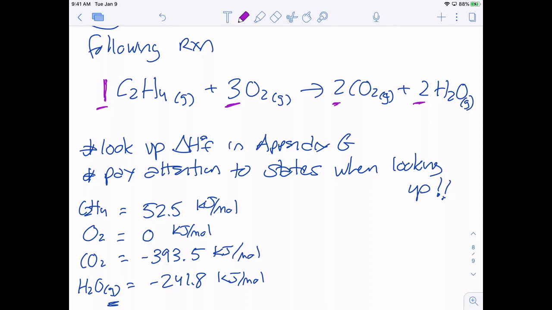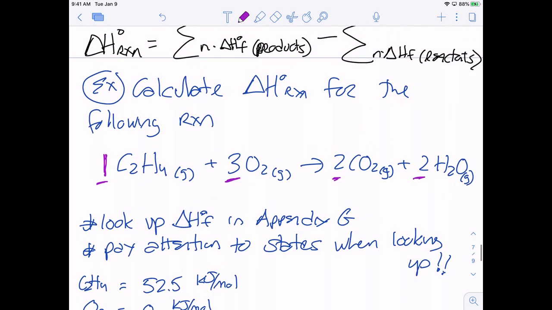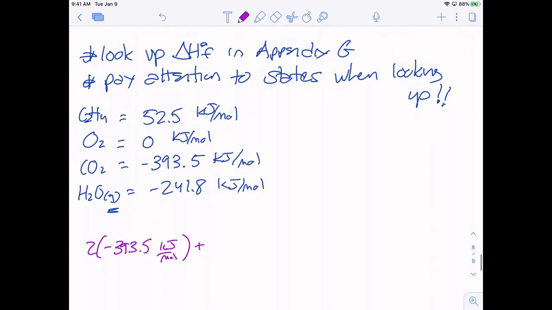So for carbon dioxide, I need to take its number from below and multiply it by a 2. And then remember, we're doing sum. So sum of the products minus sum of the reactants. So products first. So carbon dioxide, there was 2 of them. So I'm going to take a 2 and multiply it by a negative 393.5 kilojoules per mole. And then sum, so I'm going to add to that water, which has a coefficient of 2 also. So 2 times a negative 241.8 kilojoules per mole. And then that all gets added together, so some brackets.